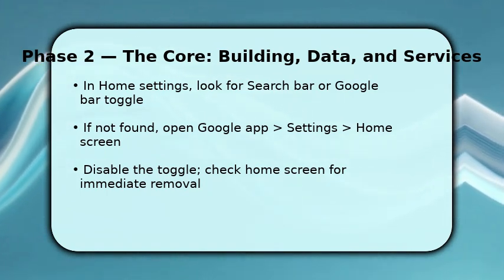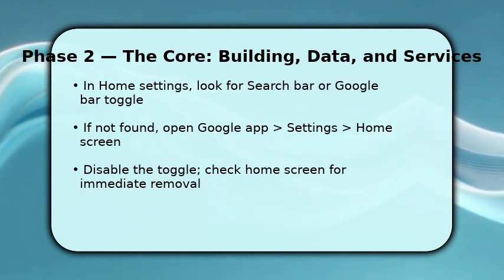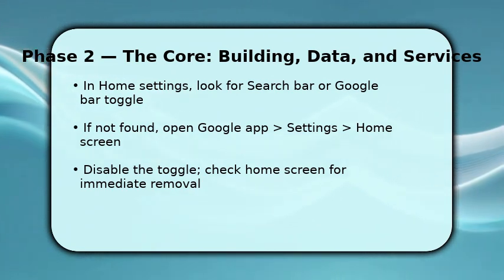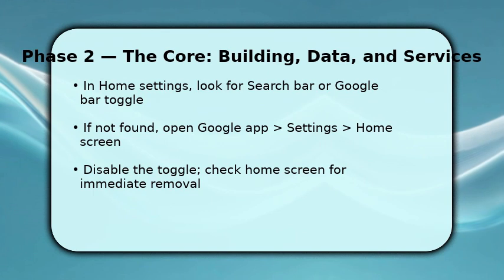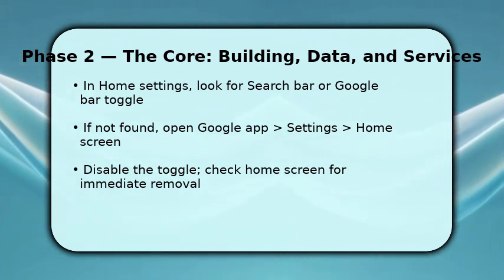If you didn't find it, open the Google app, tap More, choose Settings, then Home Screen and turn off Show on Home Screen. Make sure to press back and view the home screens. The bar should vanish instantly. You do this because Pixel's launcher or the Google app controls the bar, so toggling the correct setting completes the action.